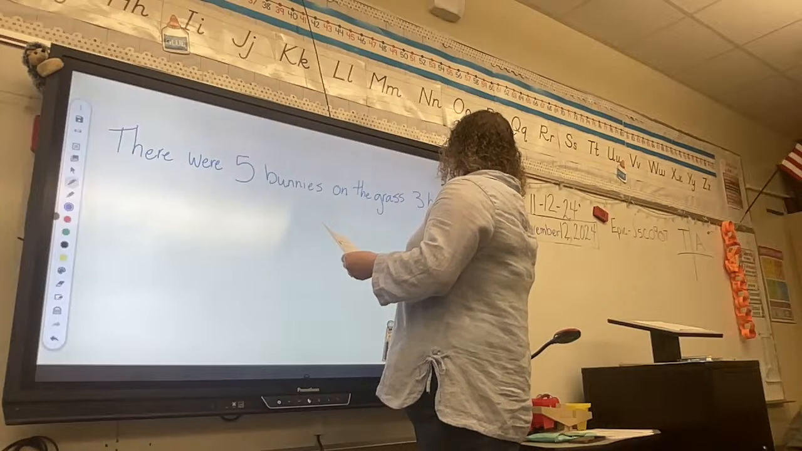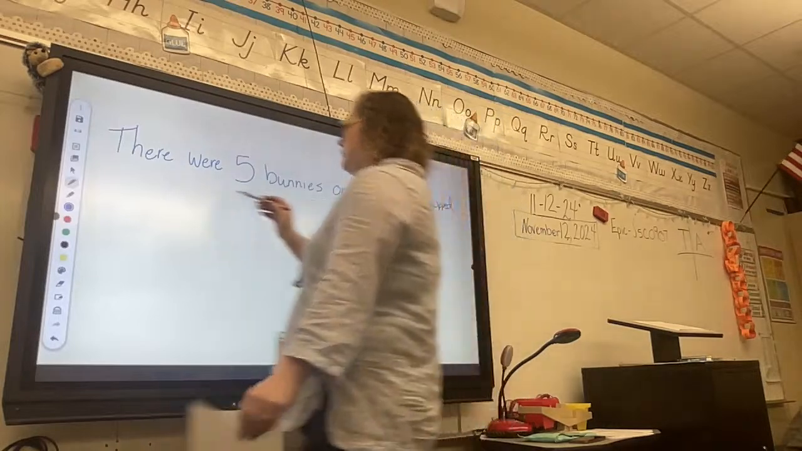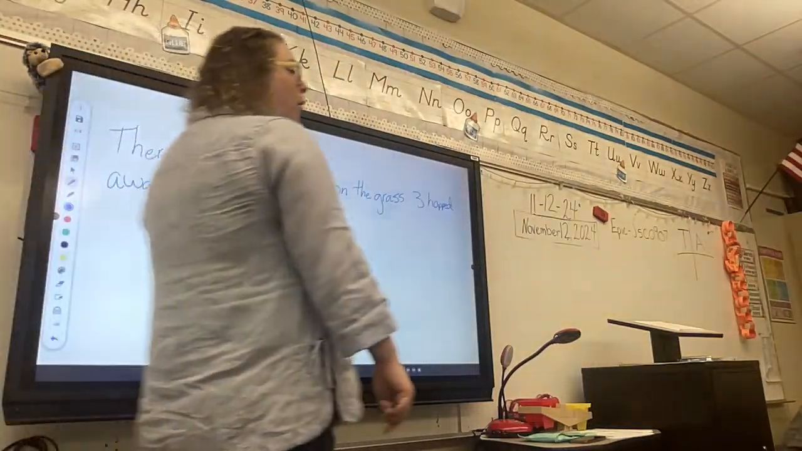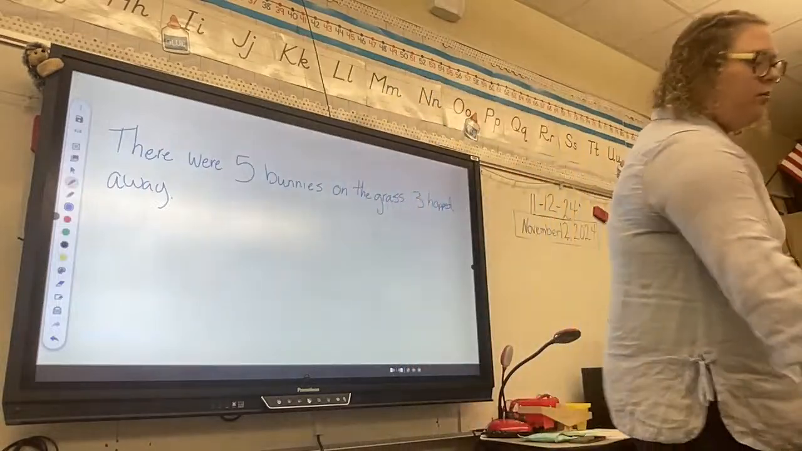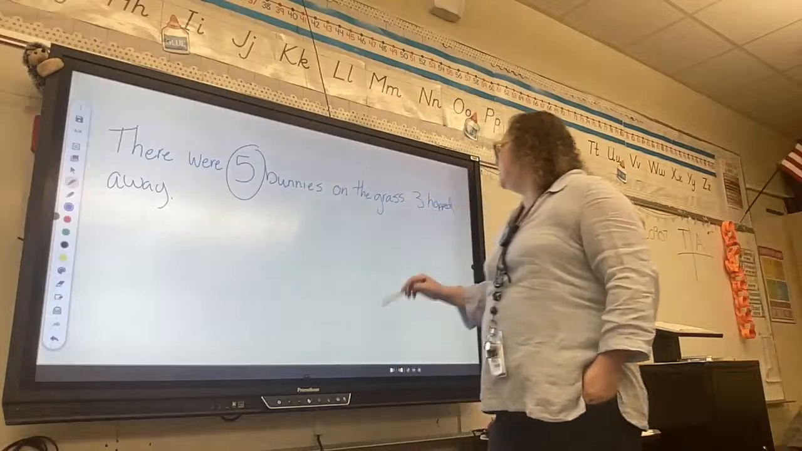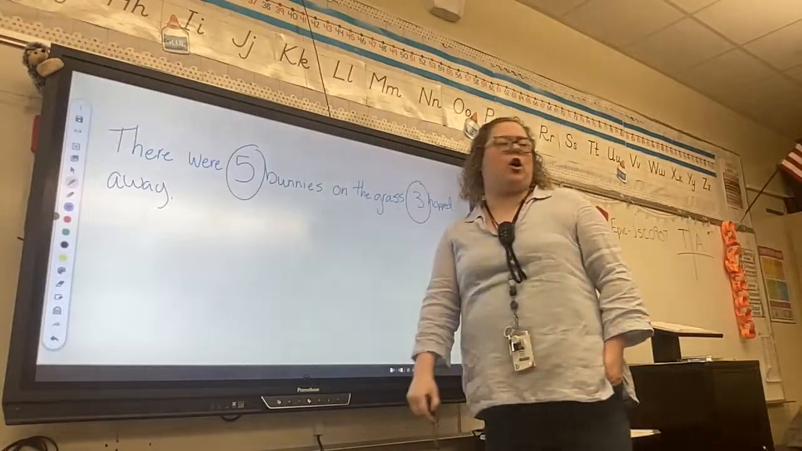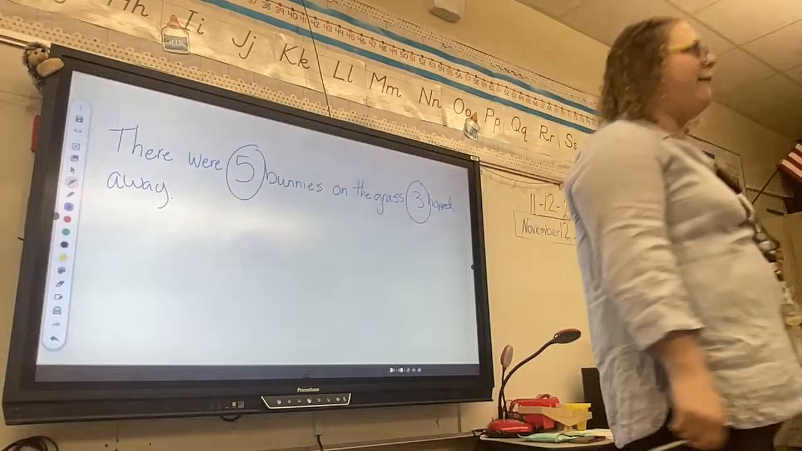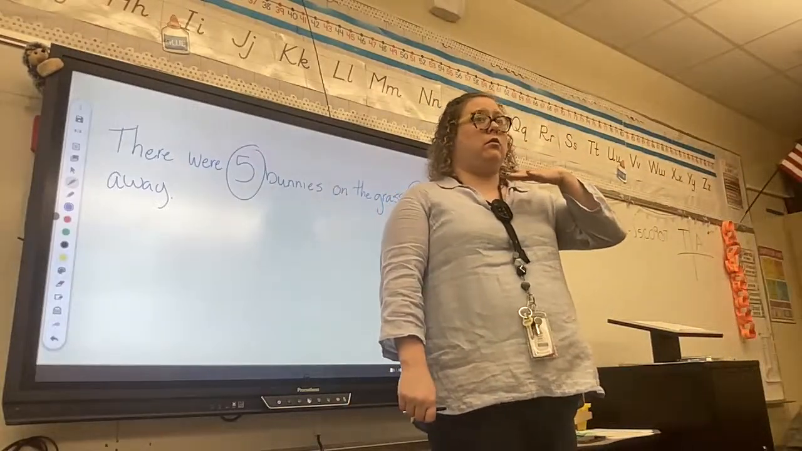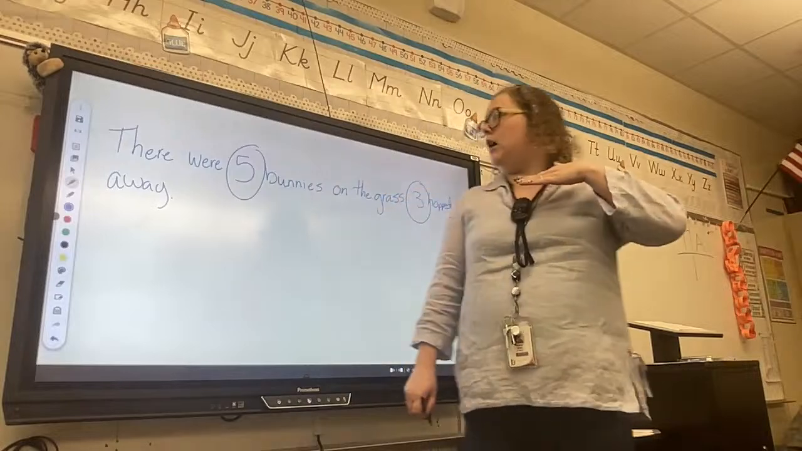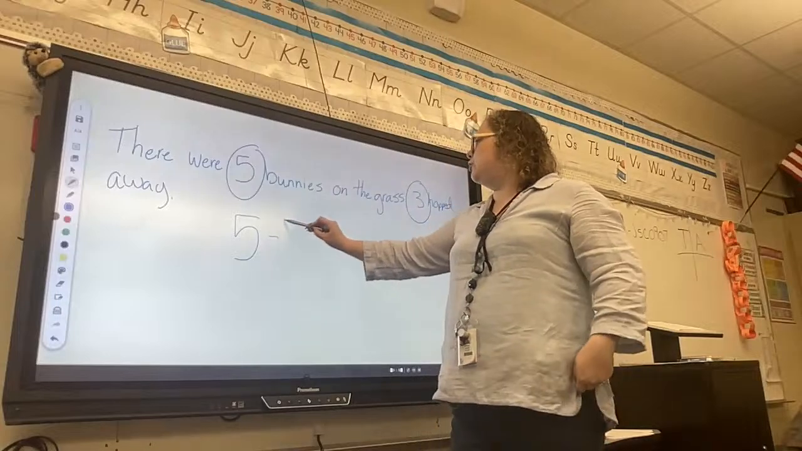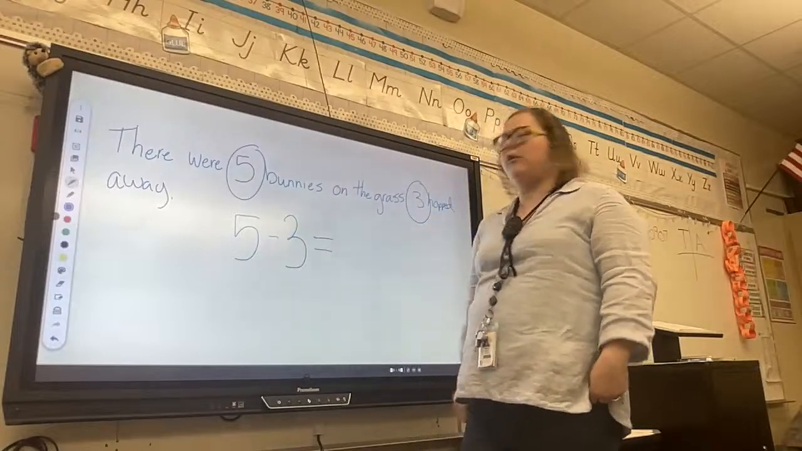How are we going to solve this problem? What do we already know? That there were how many bunnies? 5. And 3 hopped away. But it wants to know how many are left. How many are left means we are going to subtract. So, I have 5 bunnies minus 3, and that's going to be our answer.